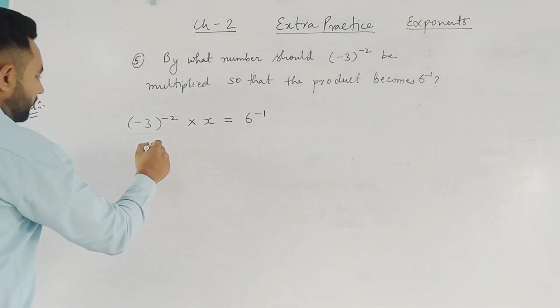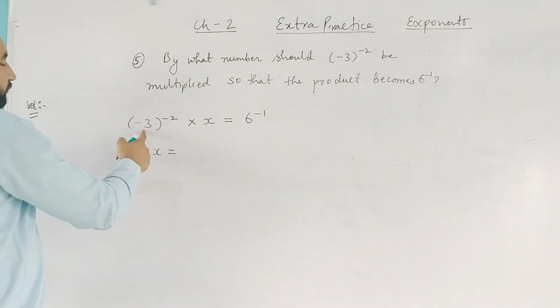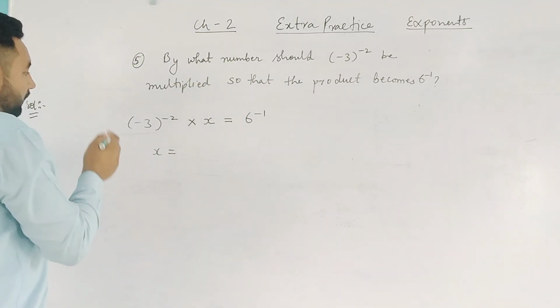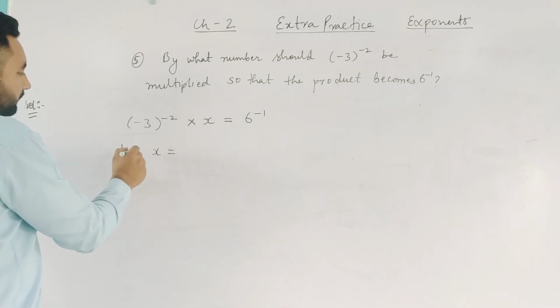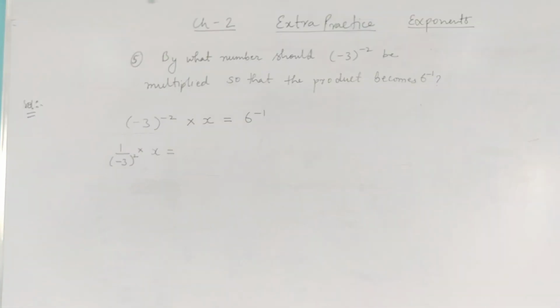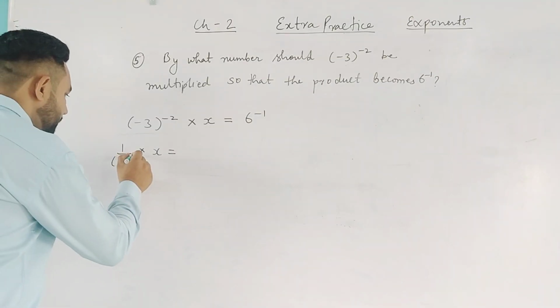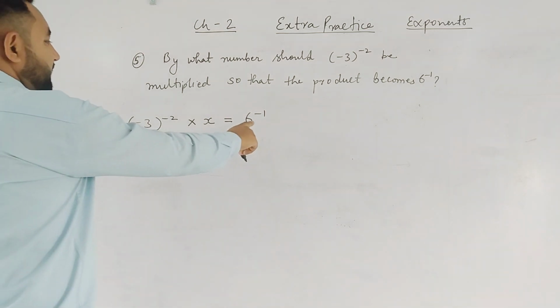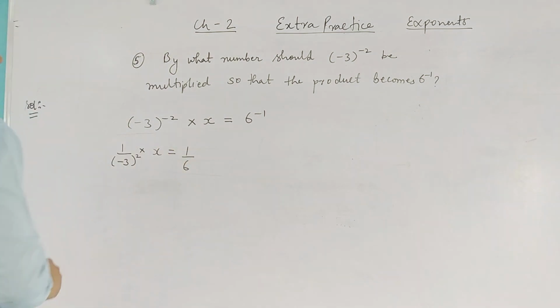So let's solve it now. This minus 3 to the power minus 2, what can it become? If I take it in the denominator, what will be the power of this? Minus 3 to the power 2. Before this it was negative, now it became positive. Okay? 6 to the power minus 1 can be written as 1 by 6.